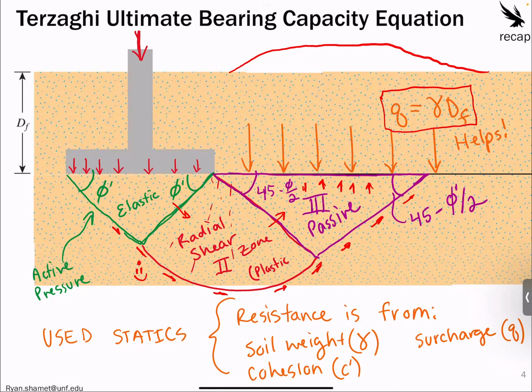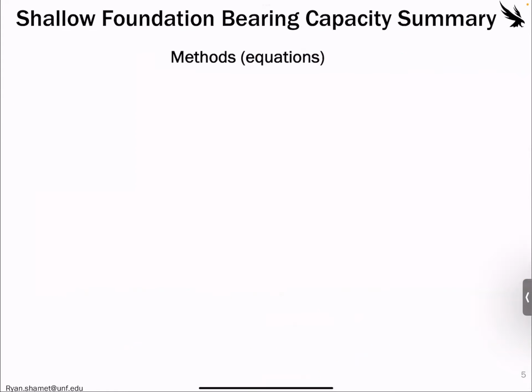So Terzaghi did all that fun stuff and made all these charts and everything. But the thing that you do need to know is that essentially that equation is broken down into three components: a cohesion component, a soil weight component, and then the surcharge component. And when I talk about the surcharge, we're talking about the soil that is above the depth of the footing. So this is where the embedment depth is important when we're looking at our footing. So I was talking about last time.